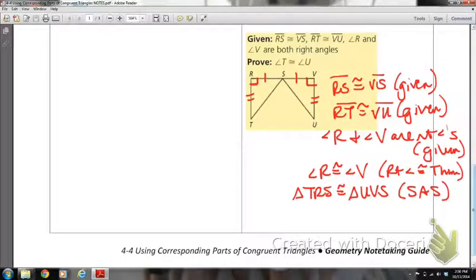Now that we've determined that the triangles are congruent, we can state that angle T is congruent to angle U because corresponding parts of congruent triangles are congruent. CPCTC.